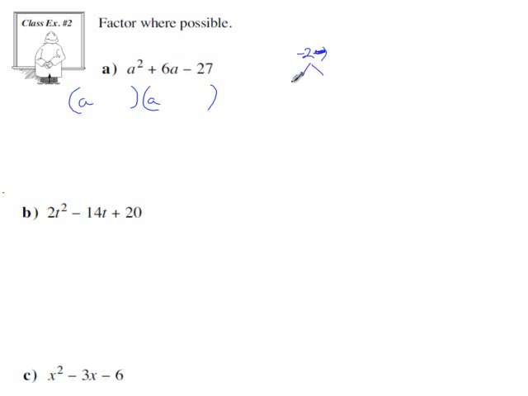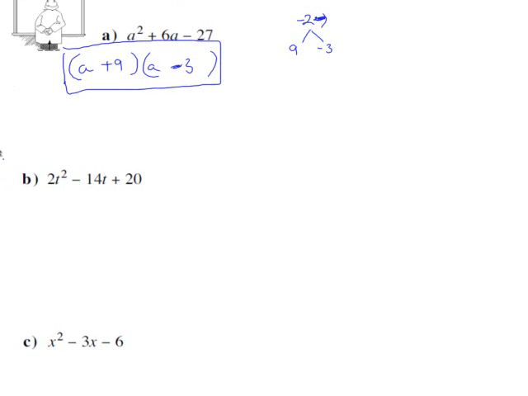So I could try positive 9 and negative 3. 9 minus 3 is positive 6. Perfect. So your two factors are positive 9 and negative 3. And it is factorable. There's your answer.